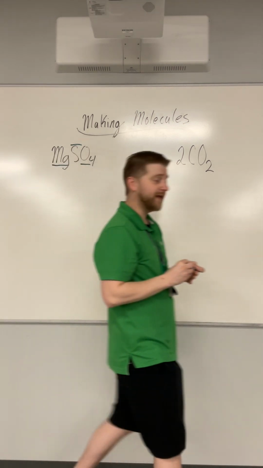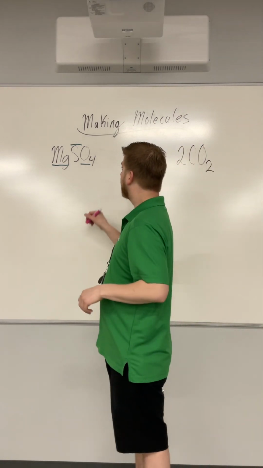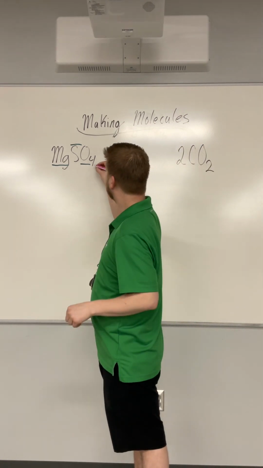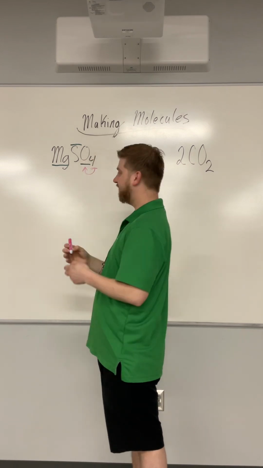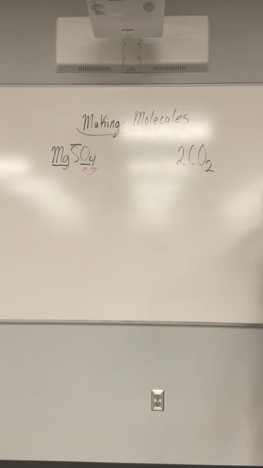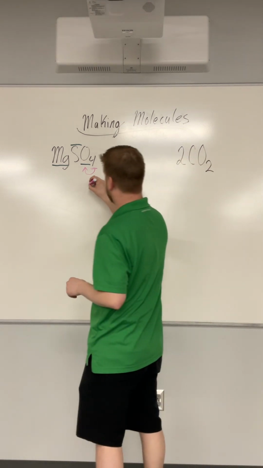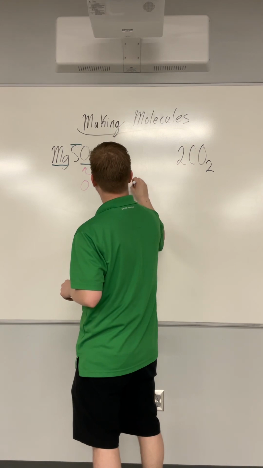The next step that we need to take is we need to figure out how many of each of these elements we're going to have. Well, this 4 tells me that I'm going to have 4 oxygen. I'm going to have 4 of them. So let's go ahead and grab our 4 oxygens real quick. 1, 2, 3, 4.